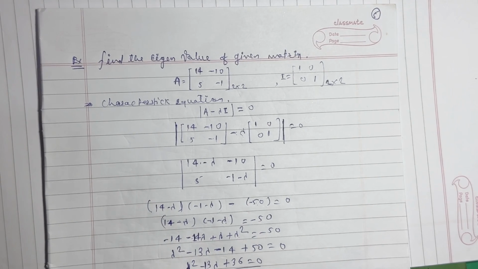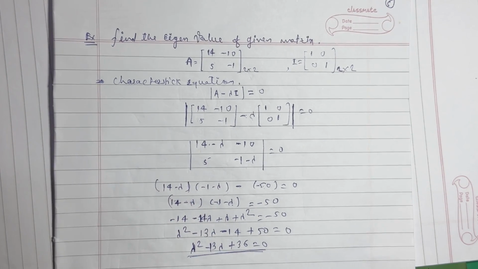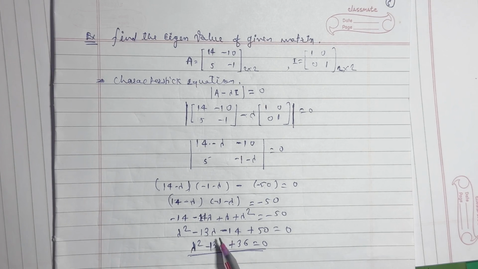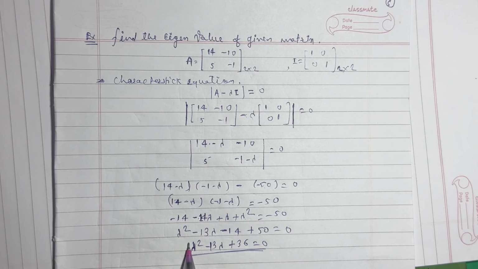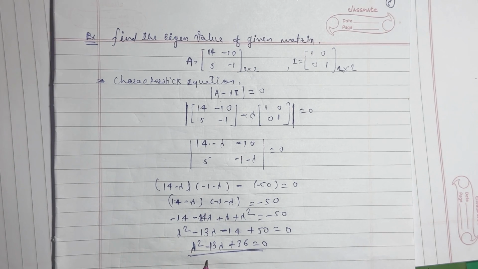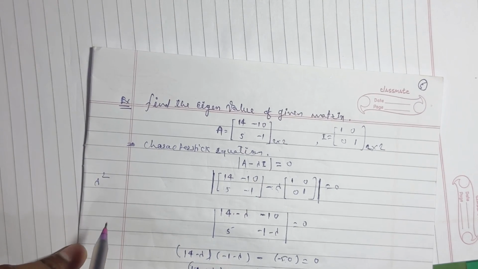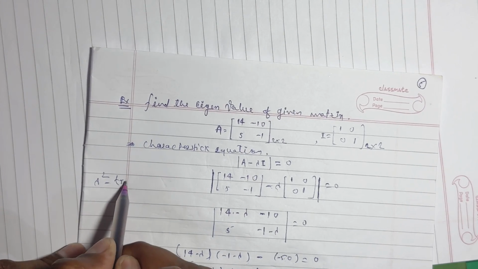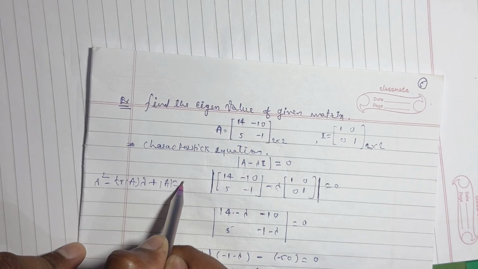This one is the characteristic equation for our given matrix A, by using A minus lambda I we solved. There is one more method that you can apply for finding the characteristic equation. We write this method as lambda square minus trace of A into lambda plus determinant of A, which is equal to 0.